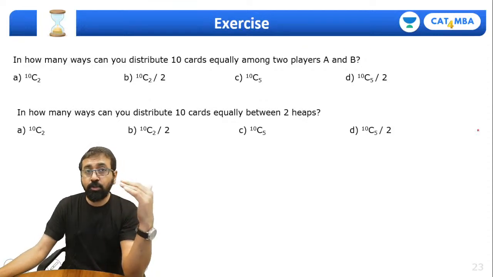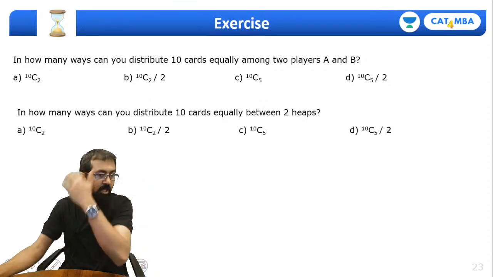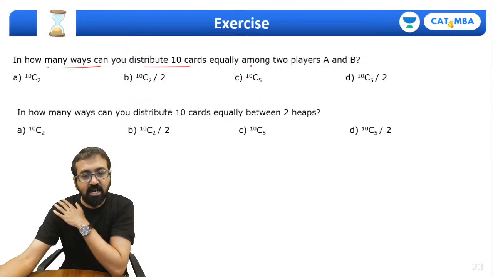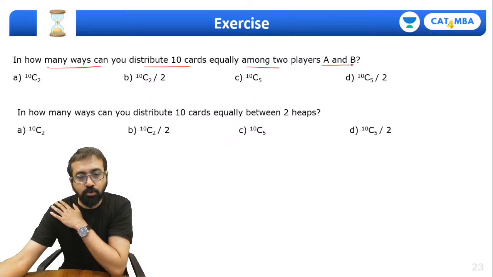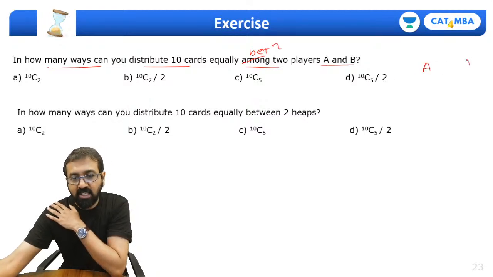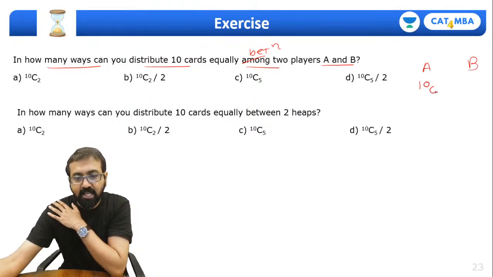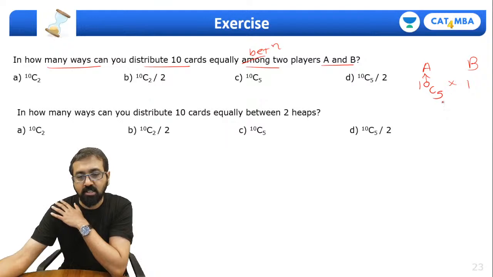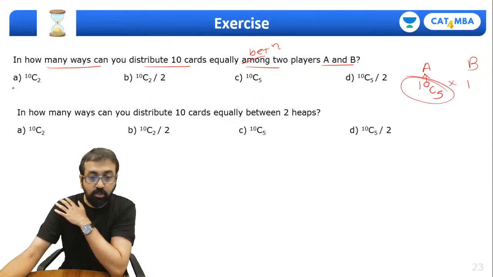Now I'm going to give you some really interesting questions. This is a conceptual question. Just want you to be careful about this. In how many ways can you distribute 10 cards equally among 2 players? How can you do it equally between 2 players? There are 2 players, A and B. Select 5 cards out of 10 cards and give them to player A. Now the remaining cards will go to player B, so there is only one way for player B. So the answer will be 10C5.